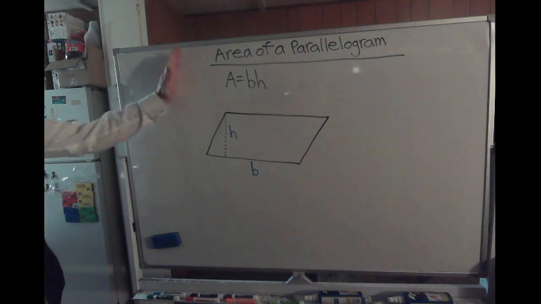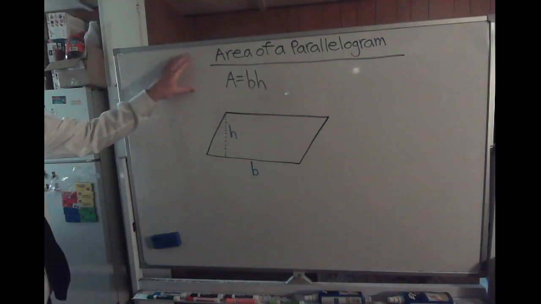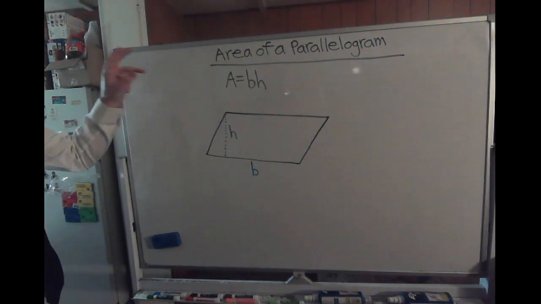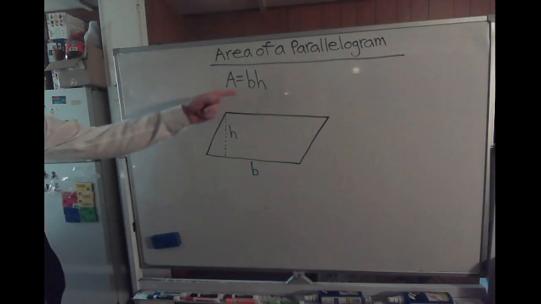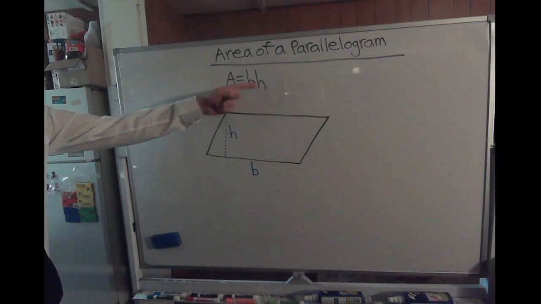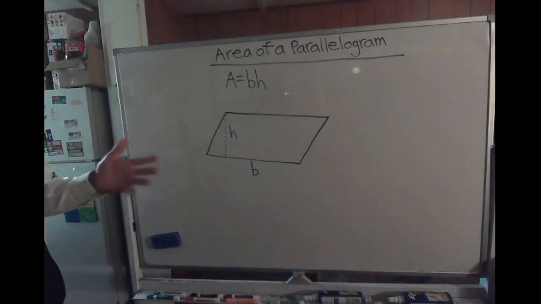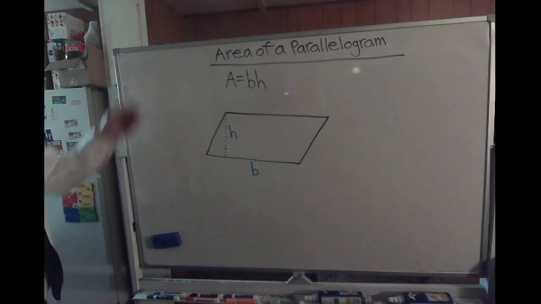So up first here we have the area of a parallelogram. The area of a parallelogram is similar to that of a rectangle. You just take the length of the base times the length of the height, and that will give you the area of a parallelogram.